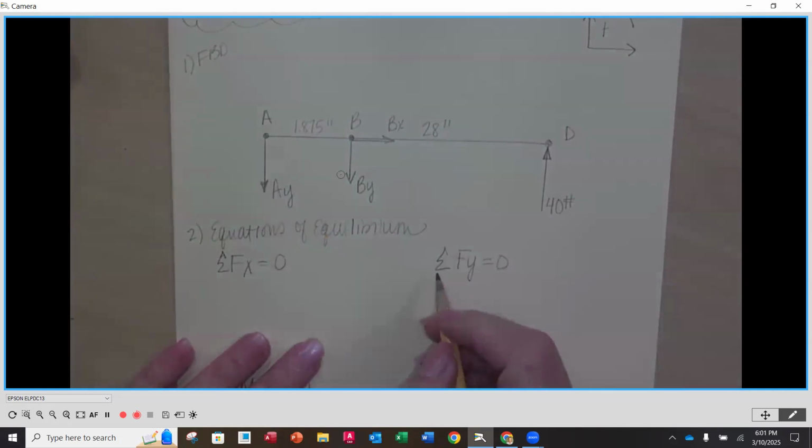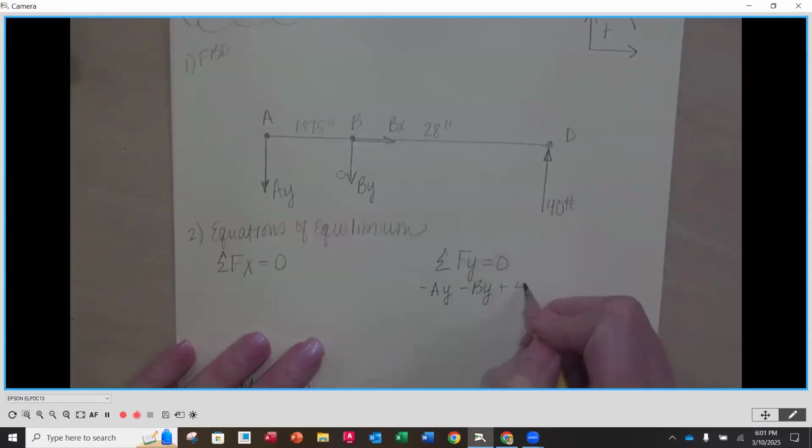So I have AY going down. That means I'm going to have a negative AY. I have BY going down, negative BY. And I've got a positive 40 pounds. Okay. And I have to set that equal to 0. On the left-hand side, this was summing my forces in the Y, equal to 0.